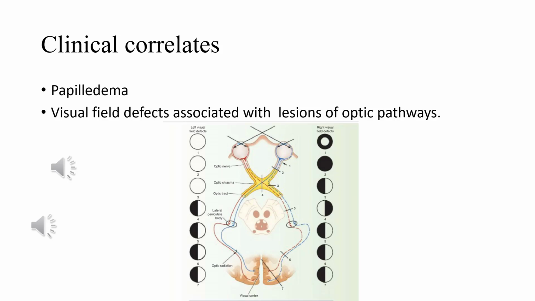The second lesion, which is labeled as number 2, is at the level of the optic nerve. If the right optic nerve is completely dissected, then there will be complete blindness in the right eye, but no effect on the left eye, right?